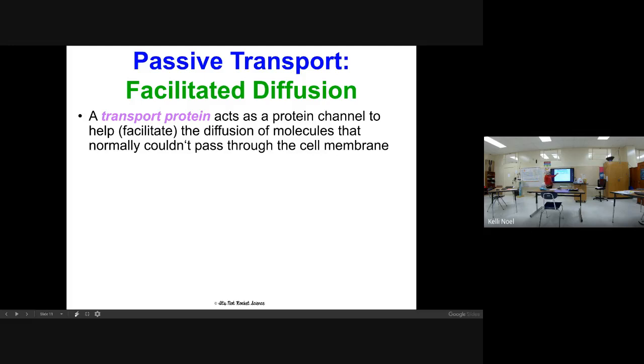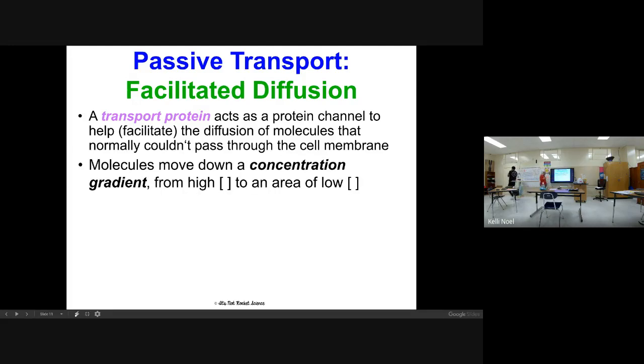So a transport protein acts as a channel that allows these larger molecules, or molecules that can't go through the membrane, to pass. It is still going down the concentration gradient, still high to low concentration. Examples would be glucose, that's our scientific term for sugar, which is a large molecule. And then we have sodium ions, which is like salt, Na pluses, that will be moving across as well.